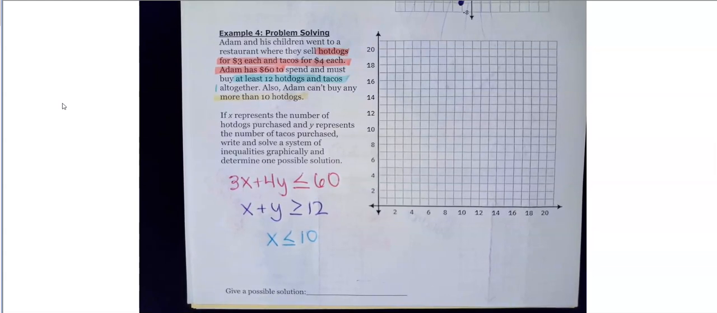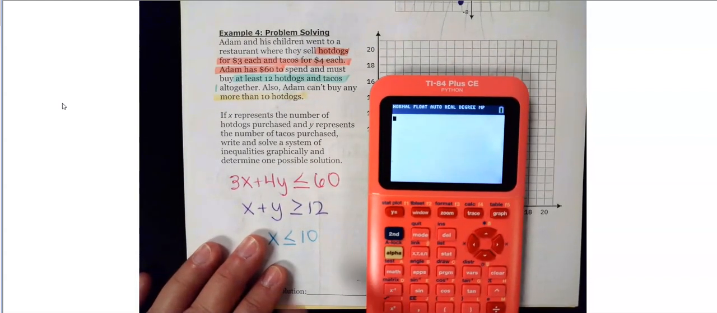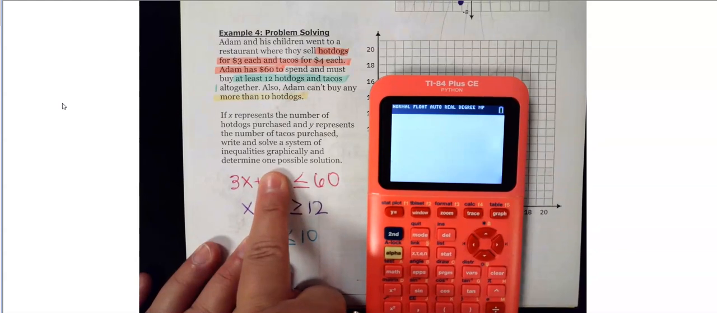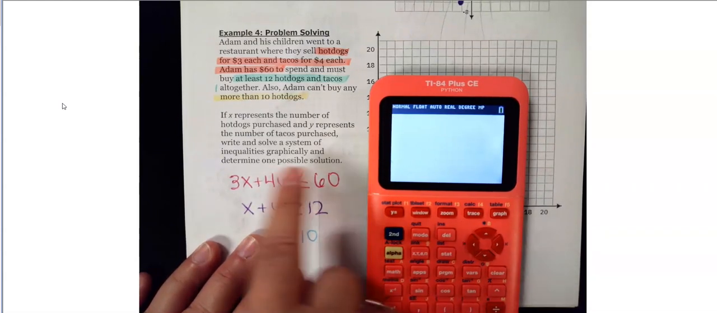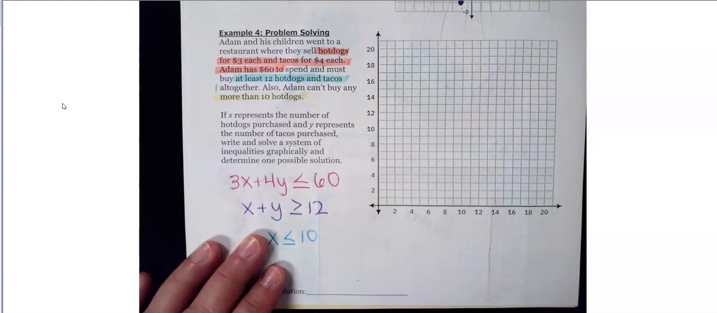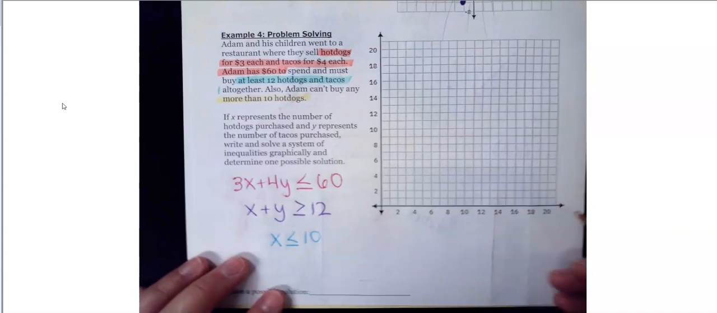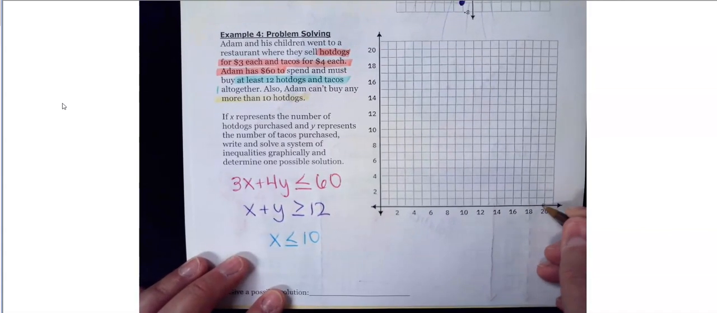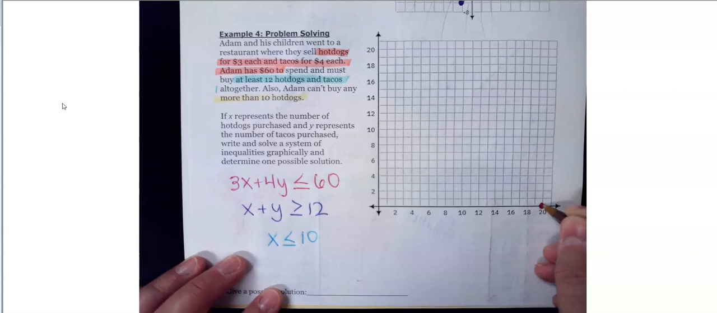Now, in this case, here's what I would recommend. I would recommend using intercepts. So for this first inequality, remember you can cover up your y if you want to find your x-intercept. X-intercept just means y is equal to 0. If I just take 60 and divide that by 3, that's 20. So for that first inequality, it's going to cross the x-axis at 20.